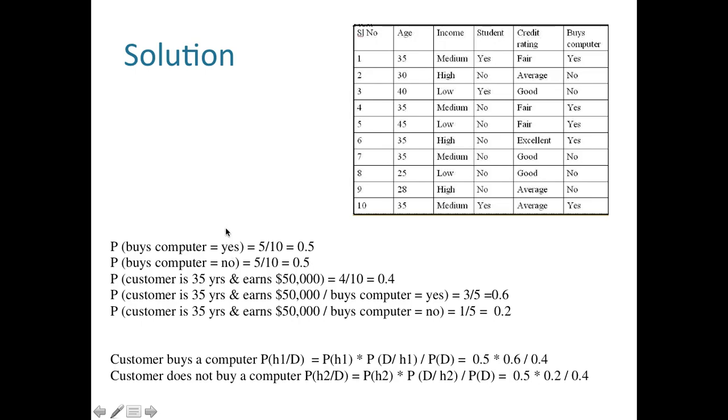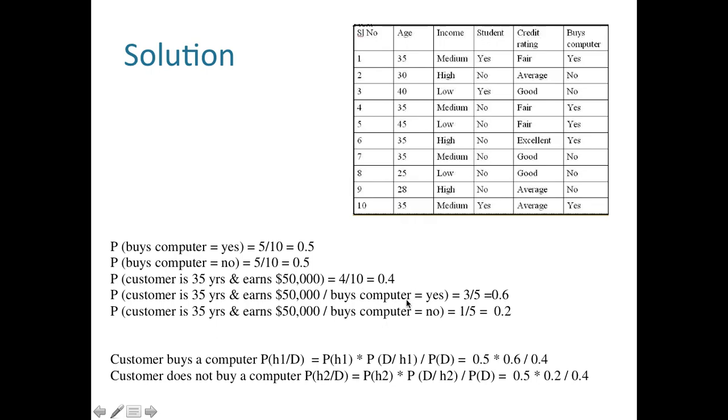So P(H1) is the probability that an individual buys a computer. If we take a look at the table, the probability that an individual buys a computer is 5 over 10. And the probability that he doesn't buy it, if you count the no's, is 5 over 10 too. We need to compute the probability of the features that we've seen. So you can look at the table for all the individuals who are 35 years old and earn $50,000, which is a medium income. How many times does an individual who is 35 years old have a medium income? It's 4 times, so 4 over 10.